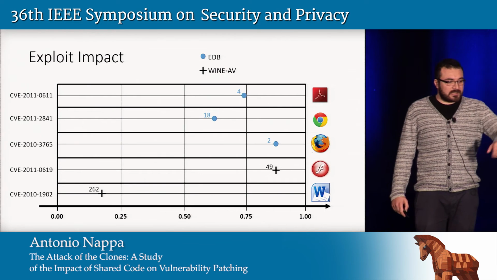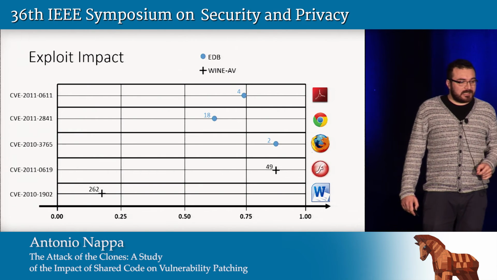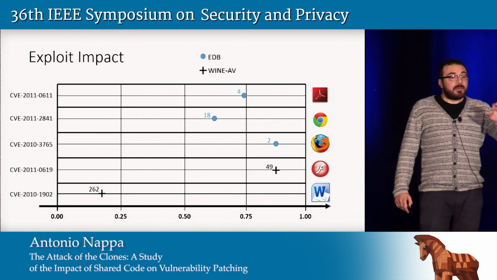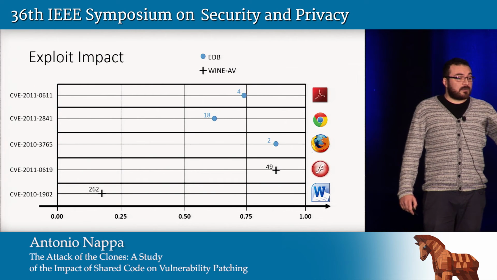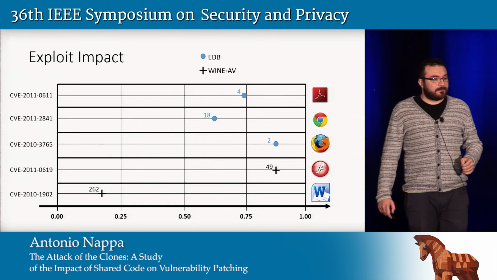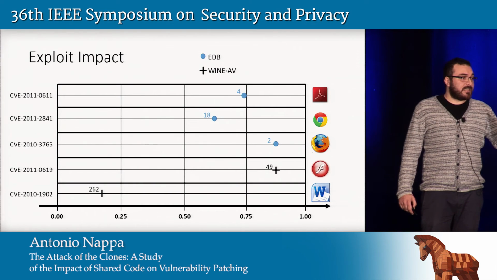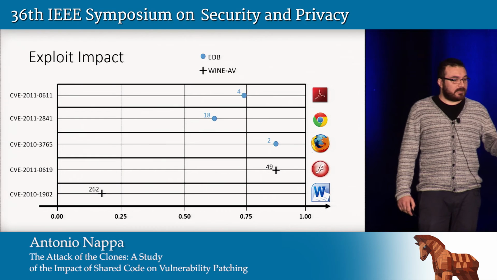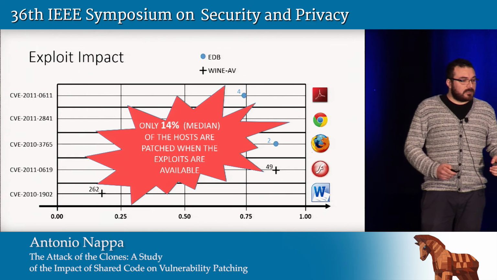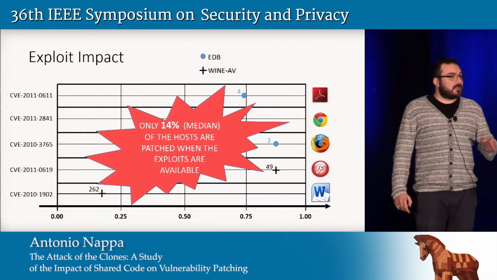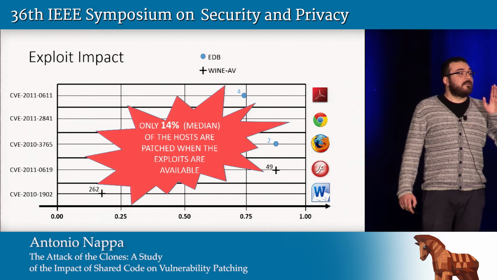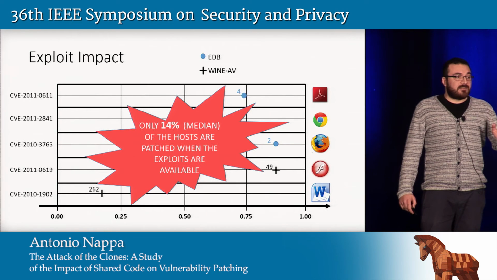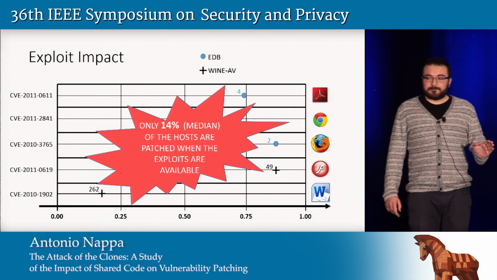In this plot, you can see the same survival analysis, but we reported the number of days after the patch is released when the exploit appeared in the wild. And basically, we found that only 14% of the hosts are patched when the exploits are available. We did this only for 54 vulnerabilities, because we could find the release date only for 54 exploits.